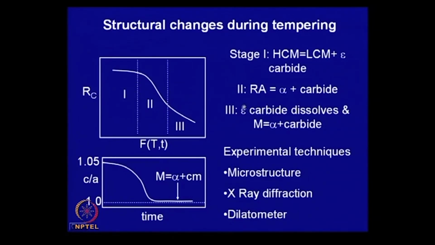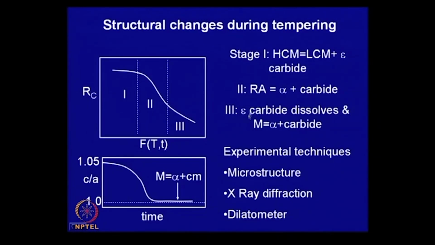In stage 2, the main change is that if there is retained austenite, it breaks down into ferrite and carbide, depending on the temperature. If the tempering temperature is high, it will be ferrite plus cementite. If the temperature is in the lower bainite temperature range, in that case it could also be ferrite plus epsilon carbide. And in the third stage, new cementite appears.